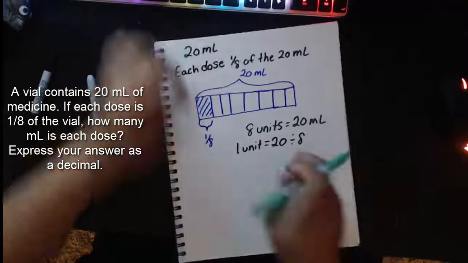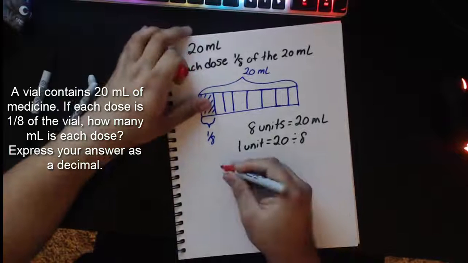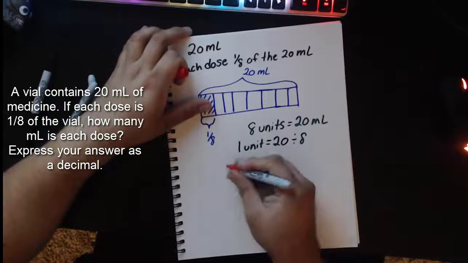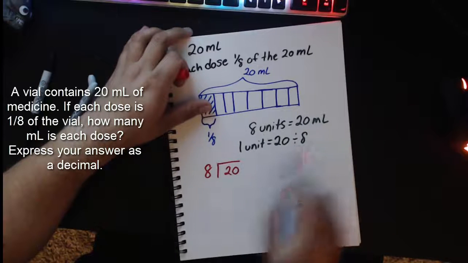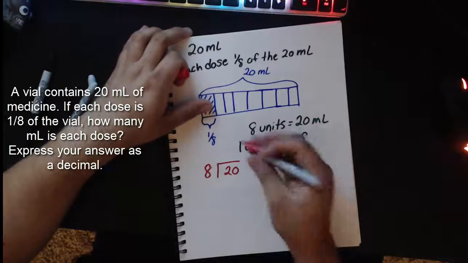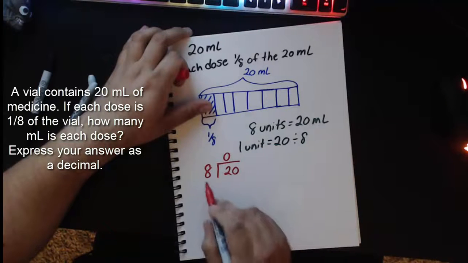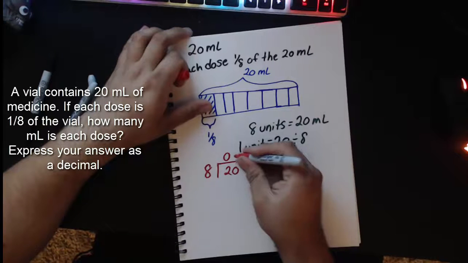So let's go ahead and solve for that. That'll be my next step. So now I have 20 that goes on the inside and 8 goes on the outside because we have 20 divided by 8. So 8 goes into 2. It does not. So there we go. But 8 goes into 20 2 times.